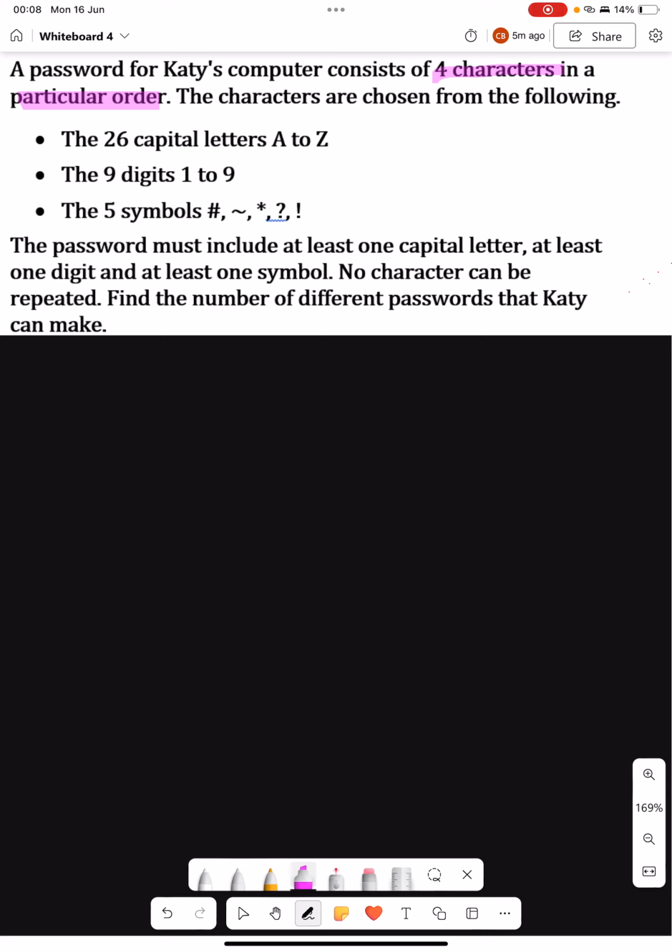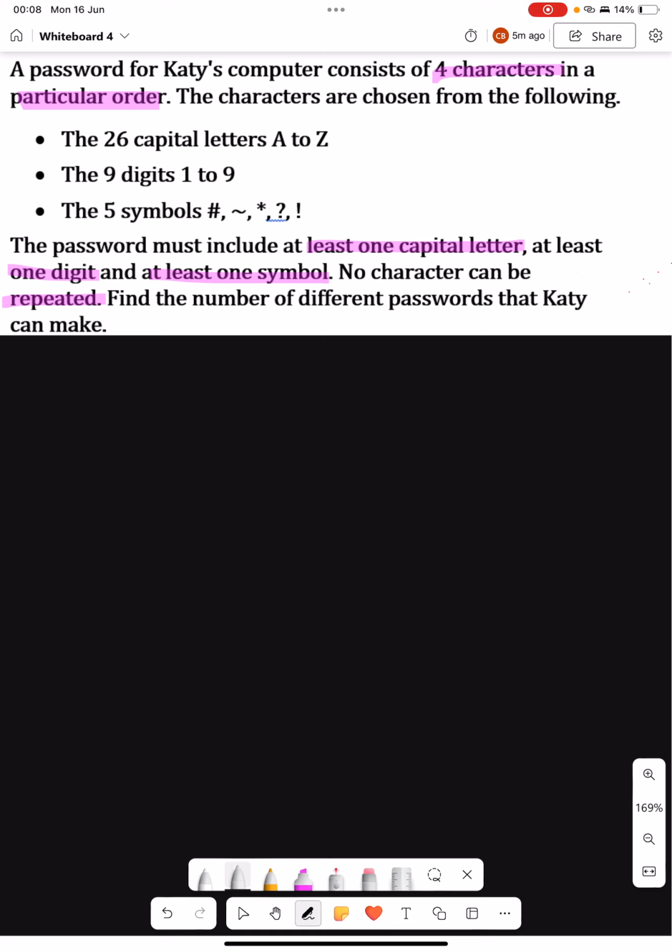The password must include at least 1 capital letter, at least 1 digit, and at least 1 symbol. And no character may be repeated. Find the number of different passwords that Kathy can make. So let's firstly write the cases in which we can have this password, right?